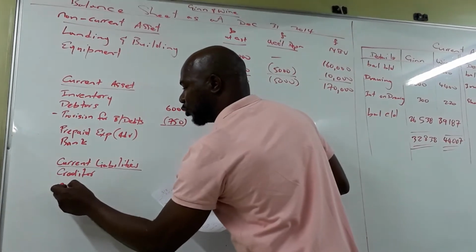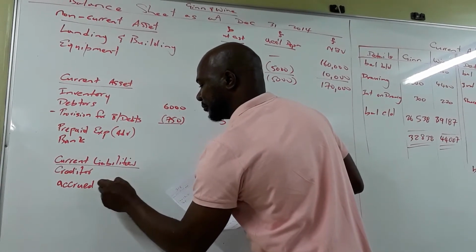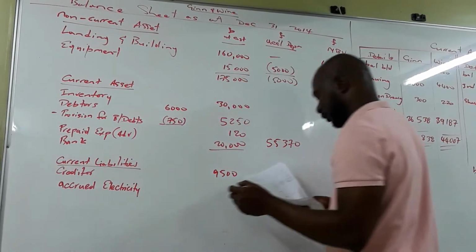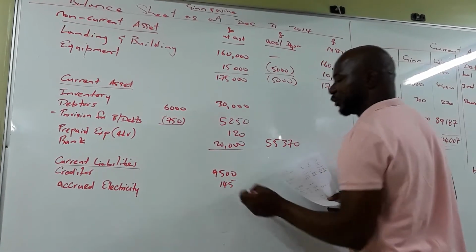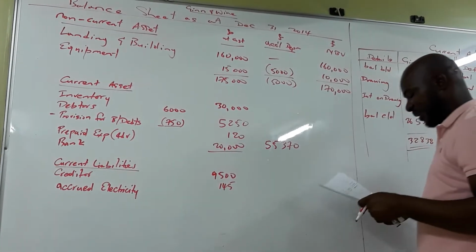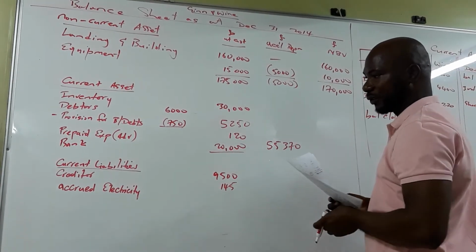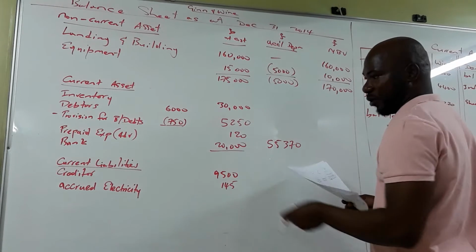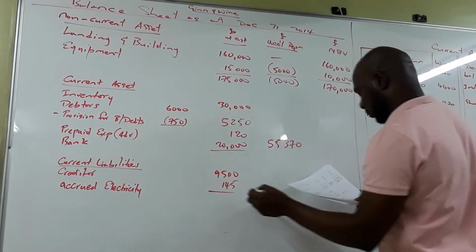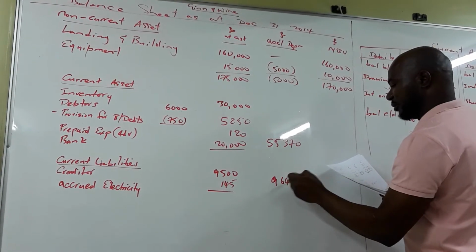So you had accrued electricity. The electricity was how much? 145, right? So this is owing. This is a liability to the company. You had owed electricity of 145 at the end of the period. Alright? Now that was the only other current liability that falls for a period that is due for a period less than a year. So therefore when you add these two together, you get a total of what? 9,645.